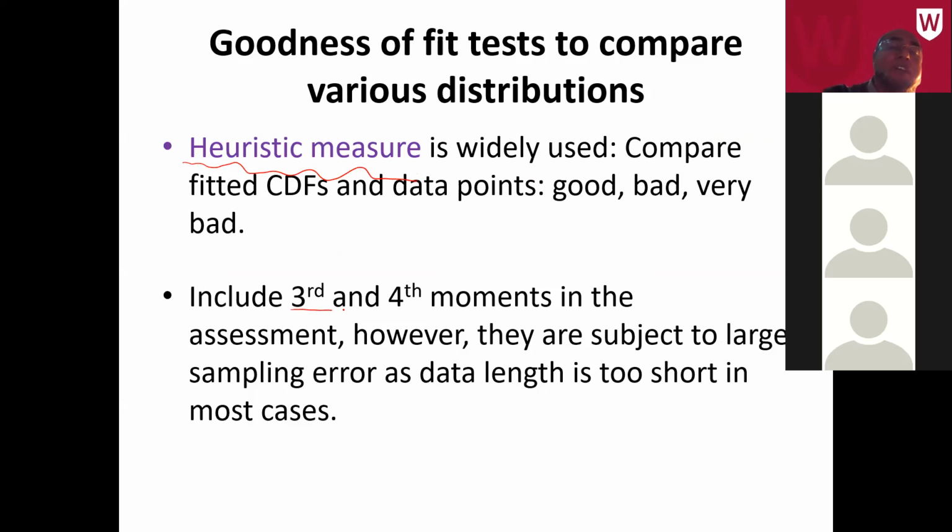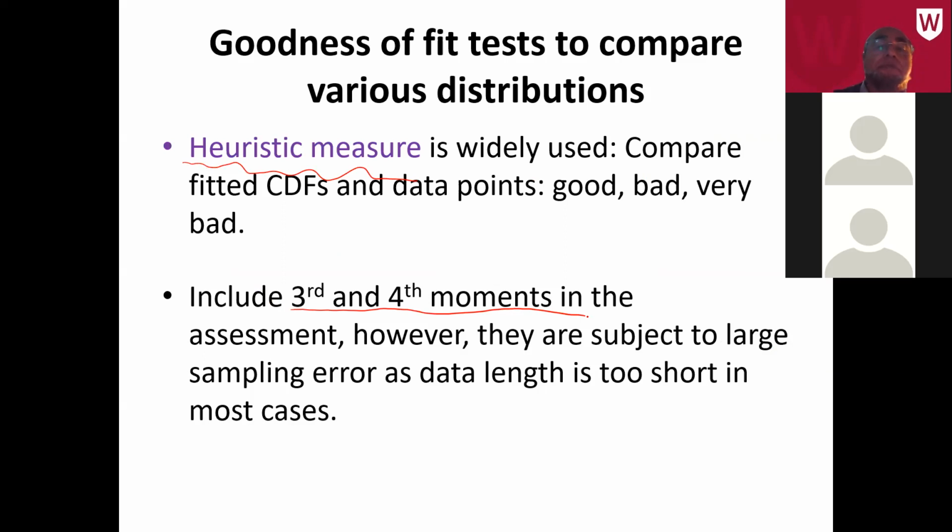Sometimes they include third and fourth moments in the assessment. By third moment, we mean the skewness, and by fourth moment, we mean the kurtosis. So we can use those to do some kind of hypothesis testing. But with a short period of data, the estimation of the third and fourth moments is of quite low accuracy.